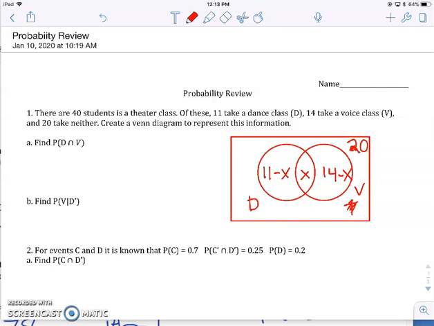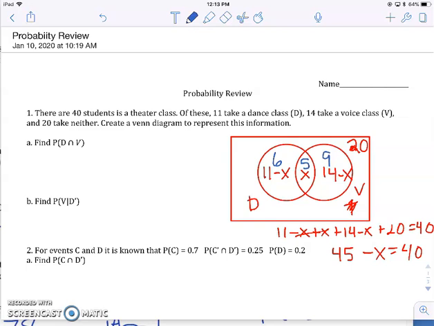So total, this is 40. So 11 minus X plus 14 minus X plus 20 has to equal 40. So we have 20, 30, 45 minus X equals 40. So X is 5. So we have 5 here, 6, and 9.